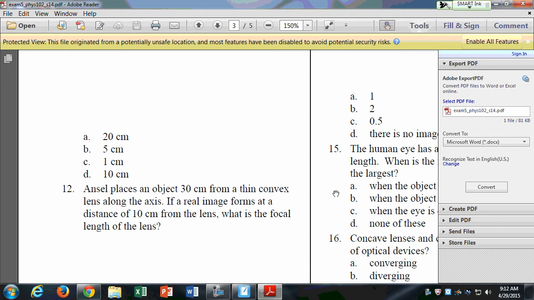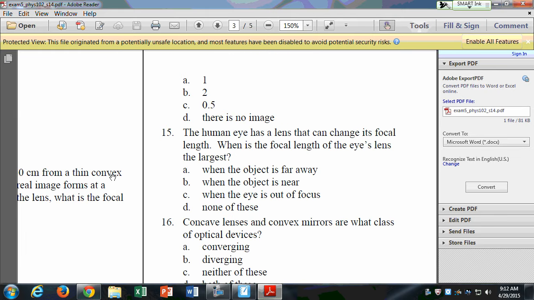Okay, let's look at this human eye thing. The human eye has a lens that can change its focal length. When is the focal length of the eye's lens the largest? That's going to be when you want to think about the eye. If something is really far away, that means the light rays are coming in parallel and they're going to focus back at the back. That means that the focal length is right there.